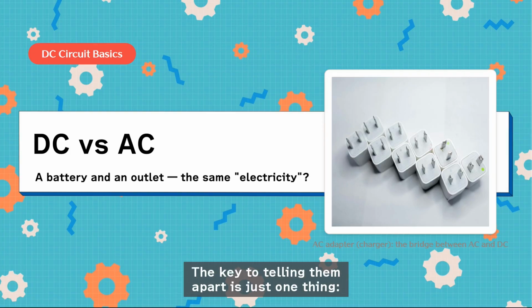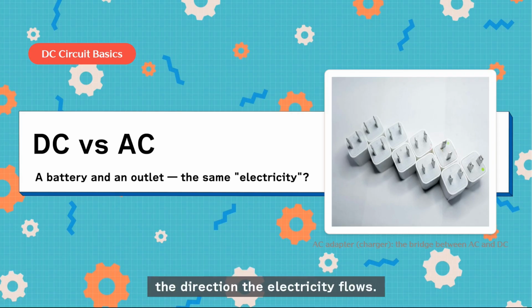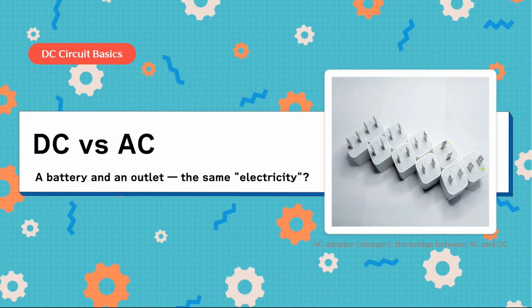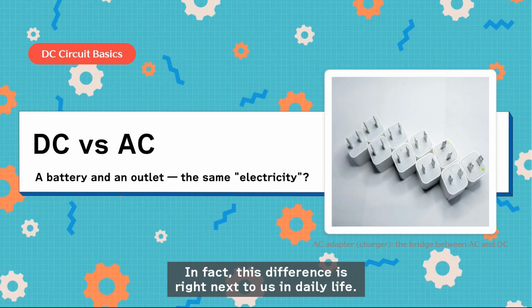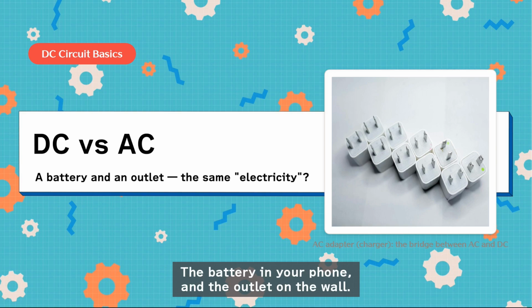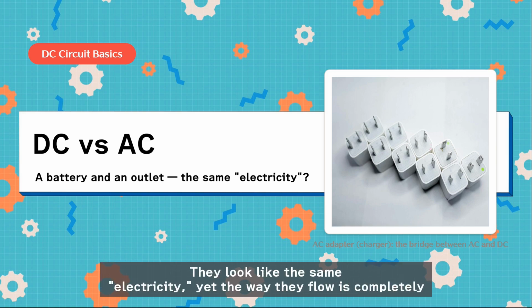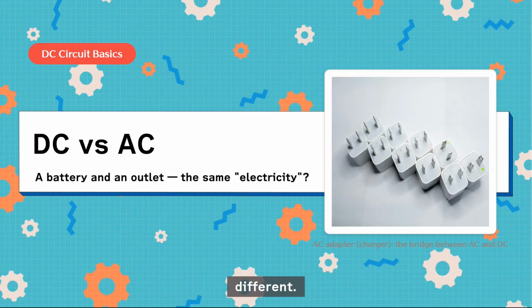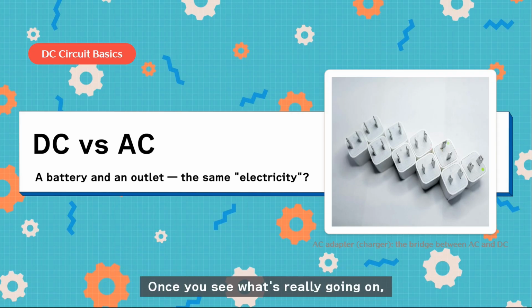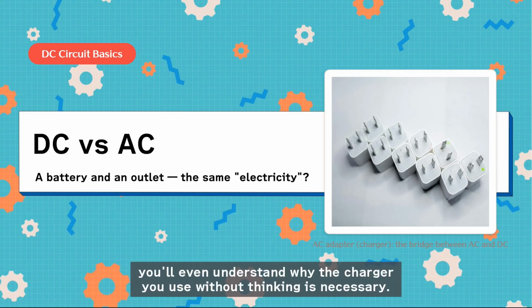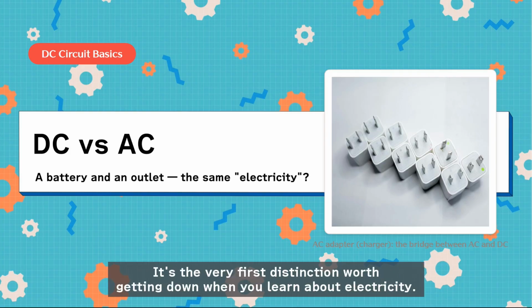The key to telling them apart is just one thing: the direction the electricity flows. In fact, this difference is right next to us in daily life. The battery in your phone and the outlet on the wall. They look like the same electricity, yet the way they flow is completely different. Once you see what's really going on, you'll even understand why the charger you use without thinking is necessary. It's the very first distinction worth getting down when you learn about electricity.